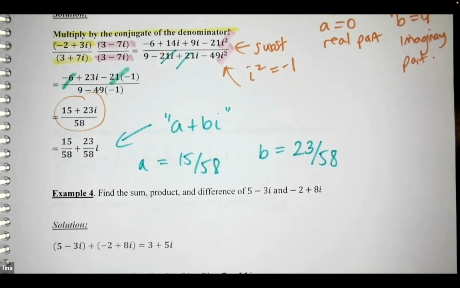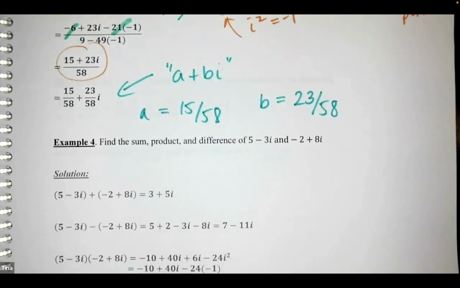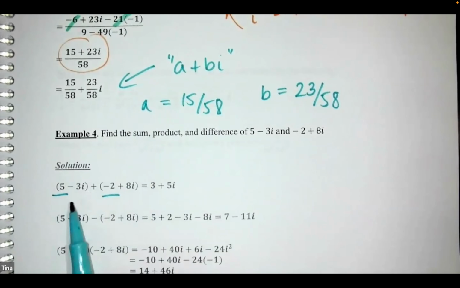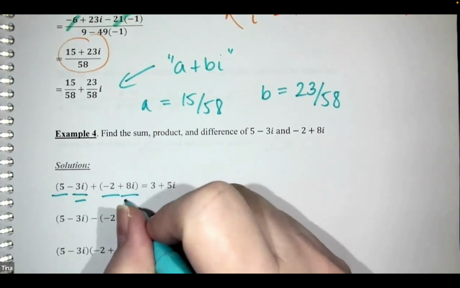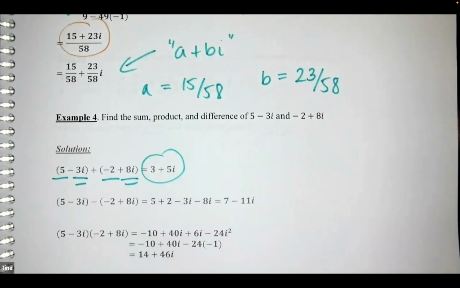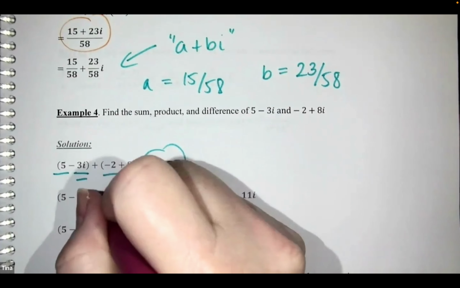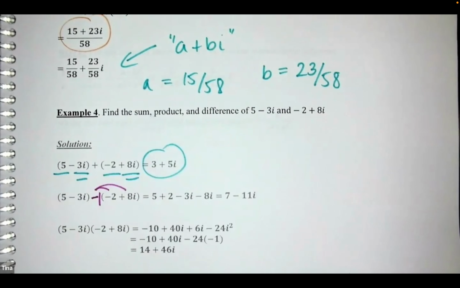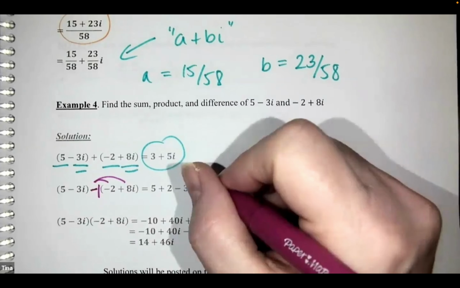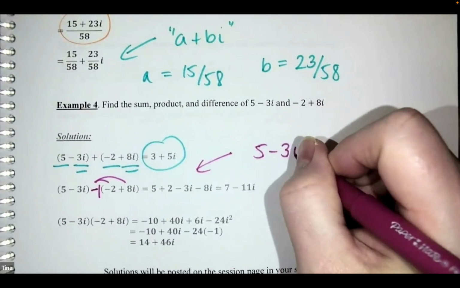Okay, find the sum, product, and difference of these. So sum just means add them up. So that's easy. We can just add the like terms, right? So 5 plus negative 2 is just 3. And negative 3I plus 8I is 5I. So that's the sum. For the difference, just remember that it's subtract. So it's really negative 1 times everything in the second bracket. So the first bracket, it's just going to stay the same. It's just going to be 5 minus 3I.